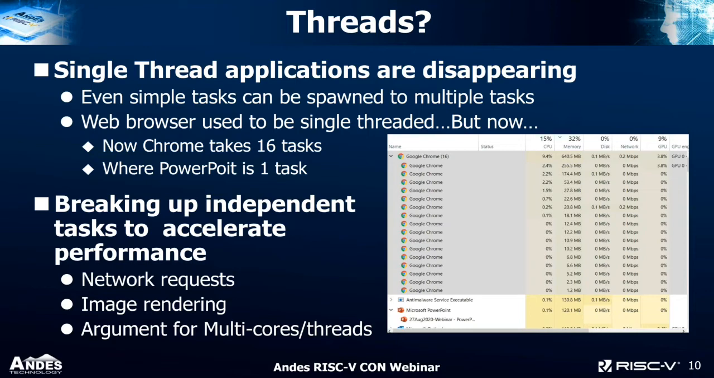The reason for going multi-thread is to break up independent tasks to accelerate performance. So let's look at the Chrome browser. Well, obviously, the browser needs to get the data from the network. It has to render any images and fonts, and then it has to render the page on the screen. So it is truly multi-threaded.